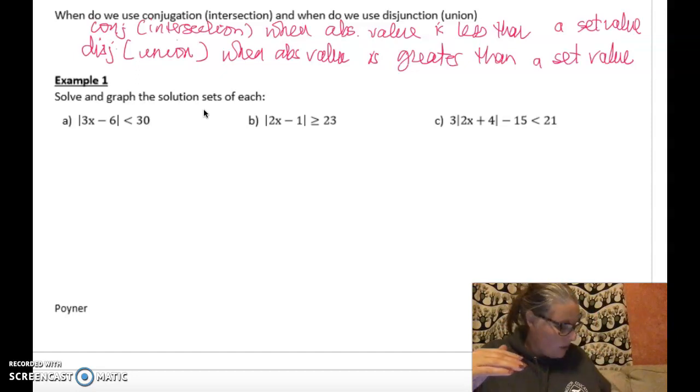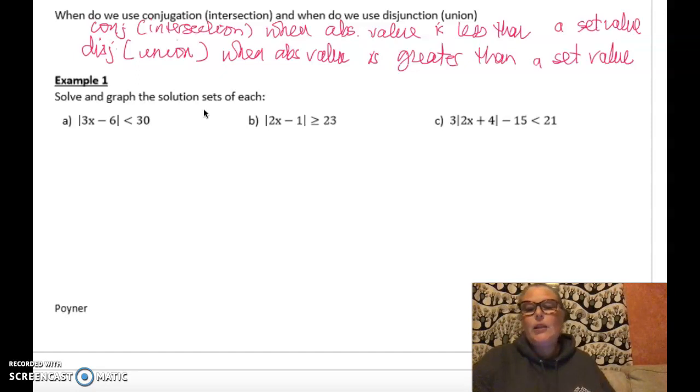So let's get to some problems. Now I'm going to show you both methods, and I know a lot of you prefer the algebraic method, so I will start with that. But I also want to show you the conceptual method, because it is by far the easiest, I think.